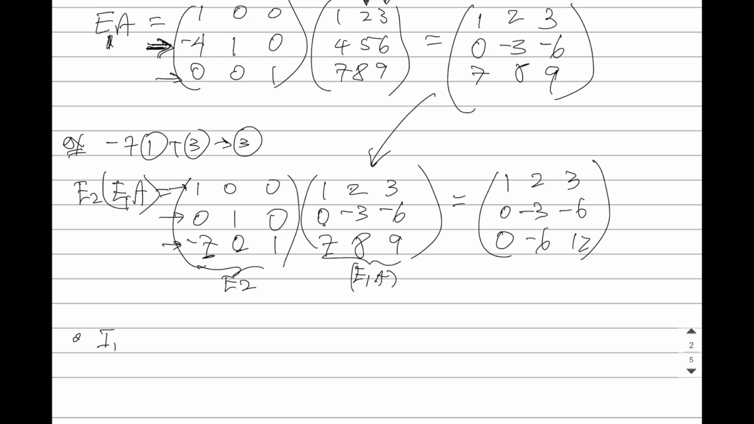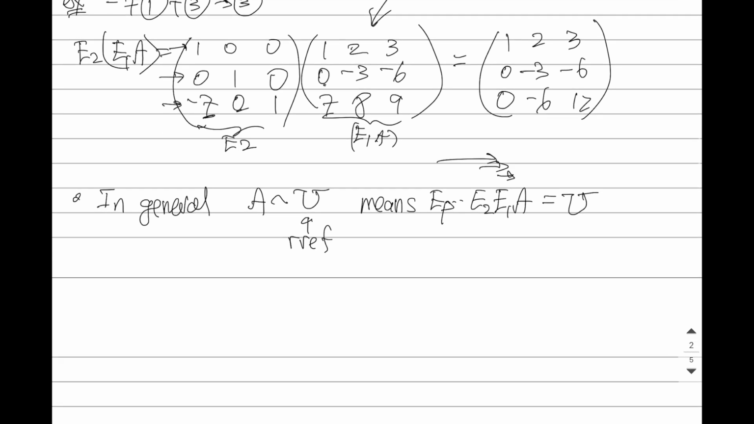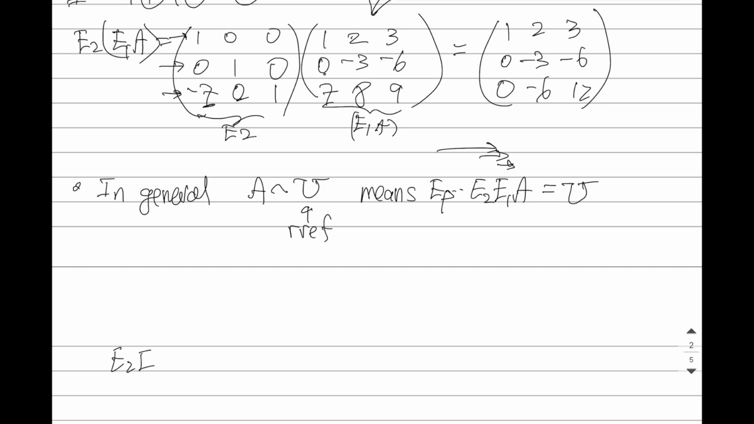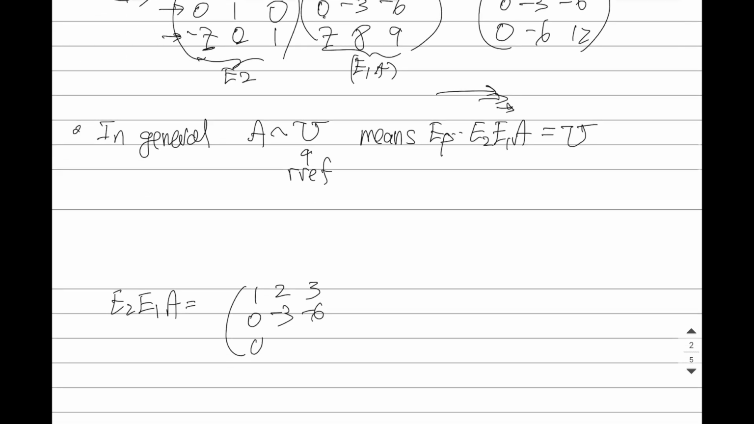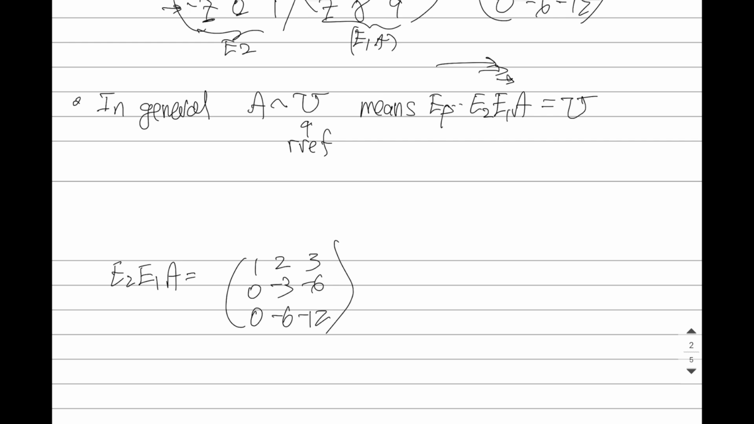To put it all together, when we say that we are going to row reduce something to a row reduced echelon form, what that means is that we are going to take the matrix A and perform a series of matrix multiplications. They all get applied multiplying on the left. We keep going until we hit this row reduced echelon form. So if we take a look at this example, we have E2 E1 A, and it's 1, 2, 3, 0, -3, -6, 0, -6, and should be a -12. Sorry, I forgot the sign here. This isn't in row reduced echelon form.